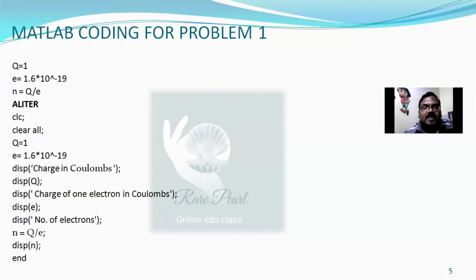What is this disp command? It is a display command. What do we have to display? Charge in coulomb. We write it within quotes, just like in fprintf. But the disadvantage of using this display command is that we will not be able to type the charge along with the quantity. Say, for example, Q is equal to 1 coulomb. We can't display Q is equal to 1C using the display command. We will get only Q is equal to 1.